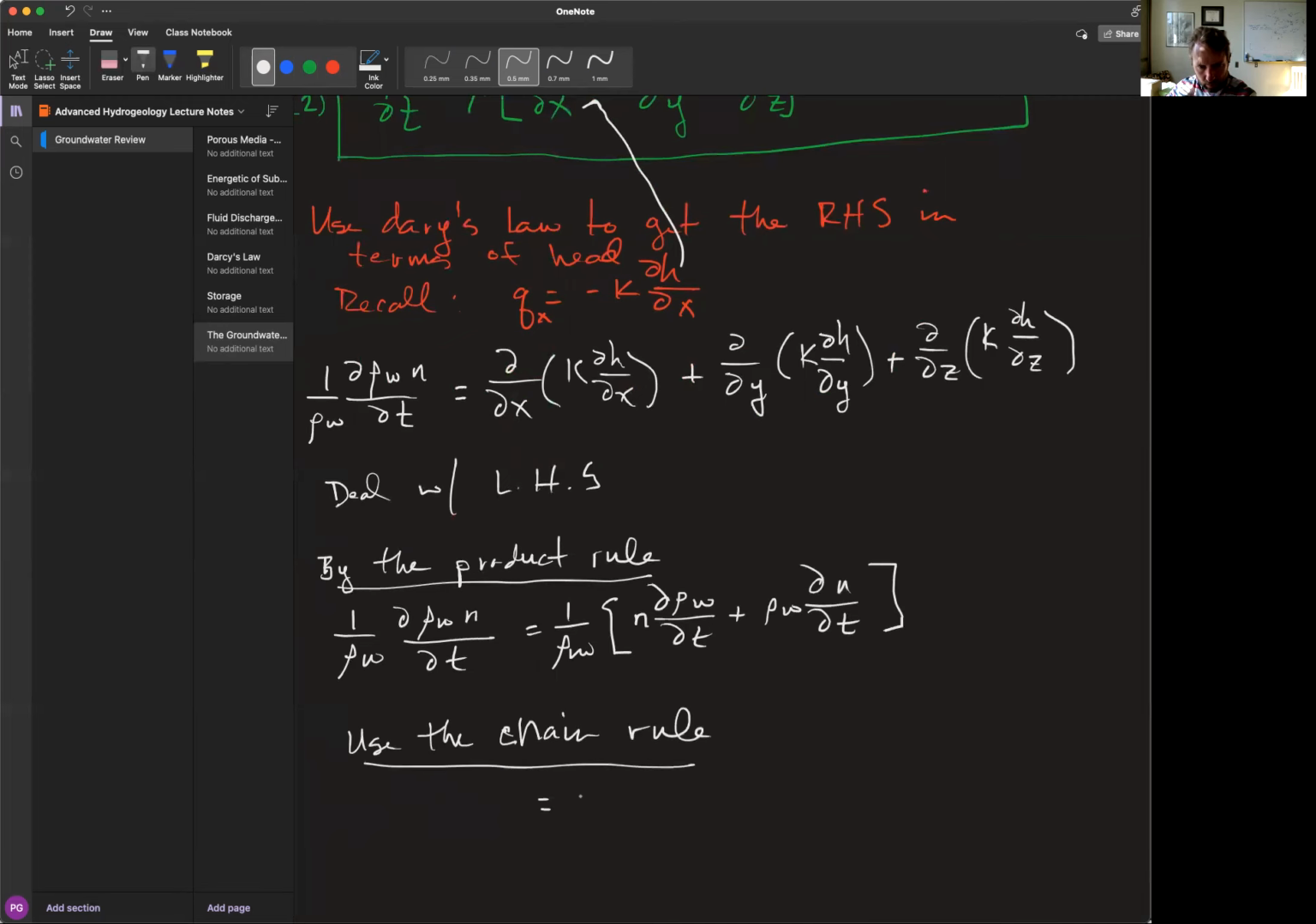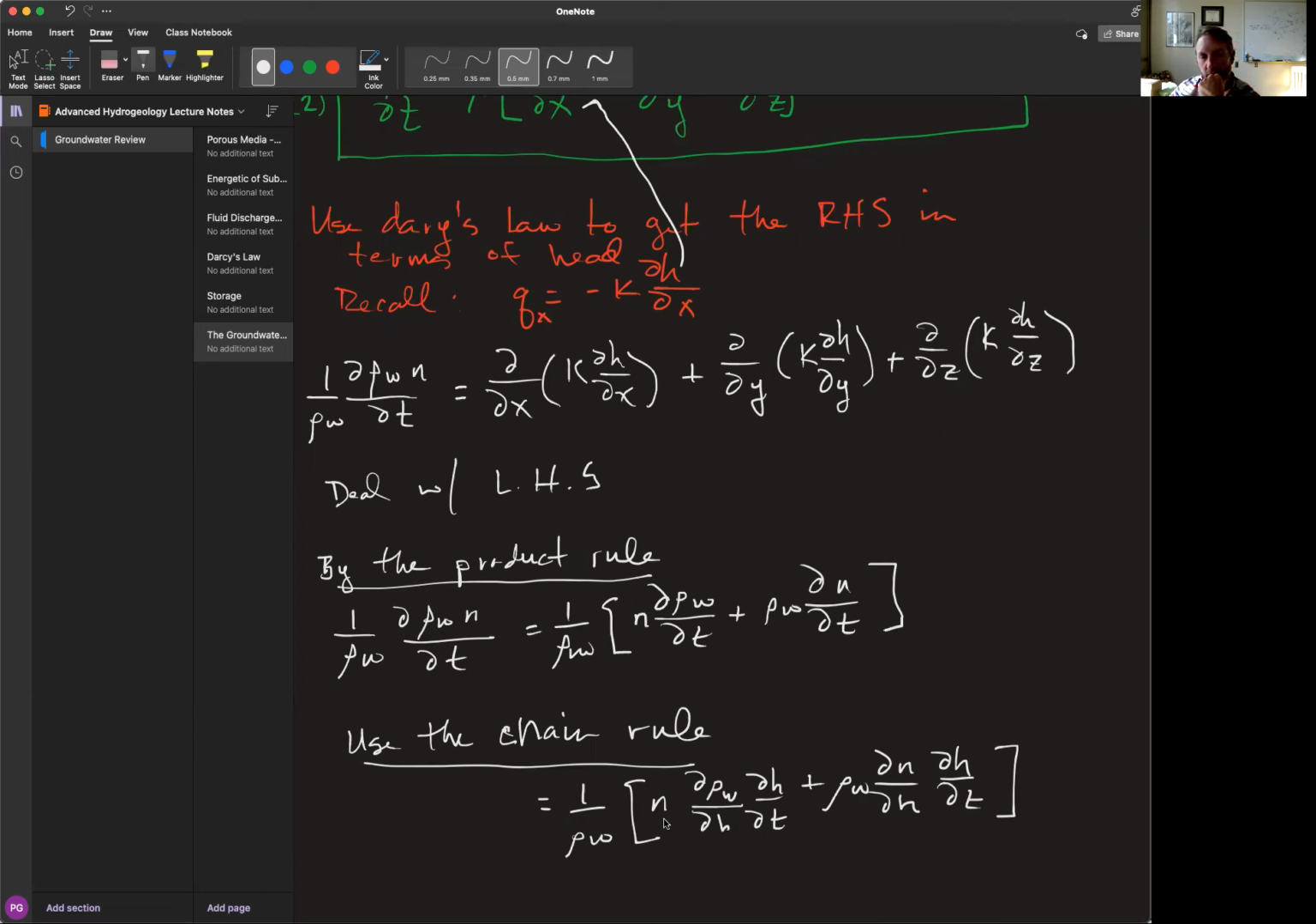And it says 1 over rho water, n, d rho water dH, dH dt, plus rho water dn dH, dH dt. Okay. So now we're getting somewhere.